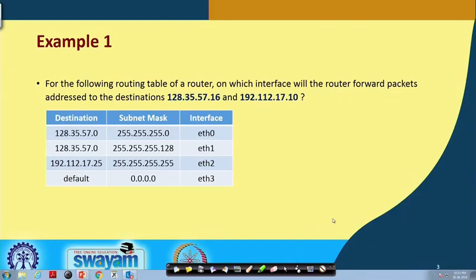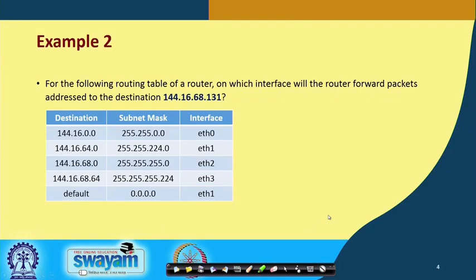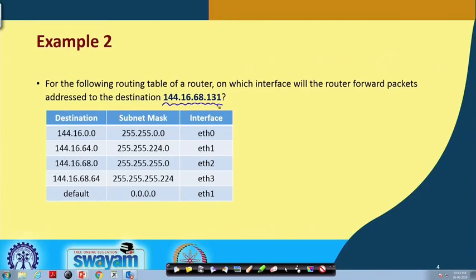So, let us move on to the next example. This is a very similar example. Here I have assumed that the routing table is given, here there are 5 entries, and here again an IP packet is coming whose destination address is 144.16.68.131. Let us look one by one where the matches are coming.